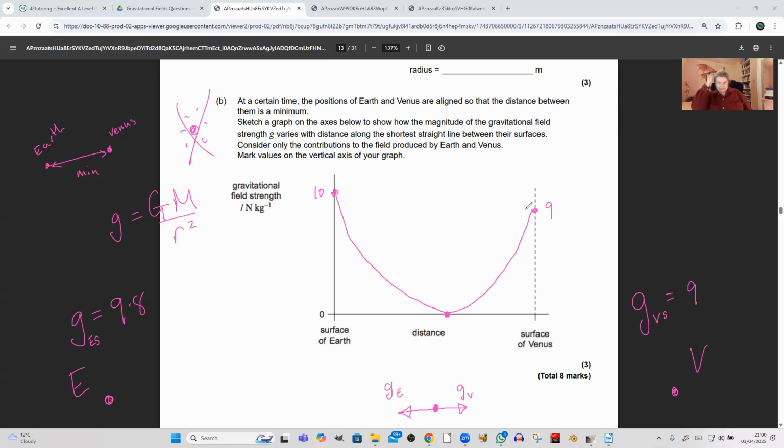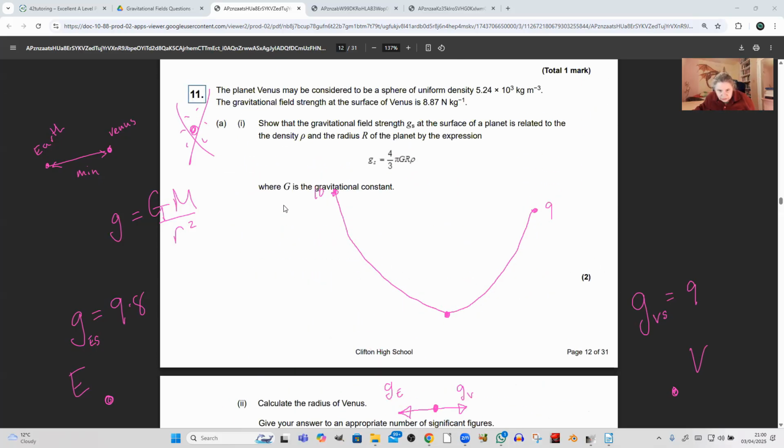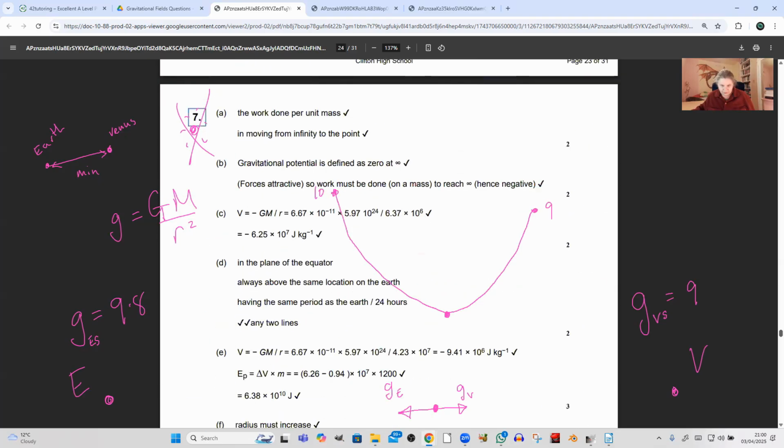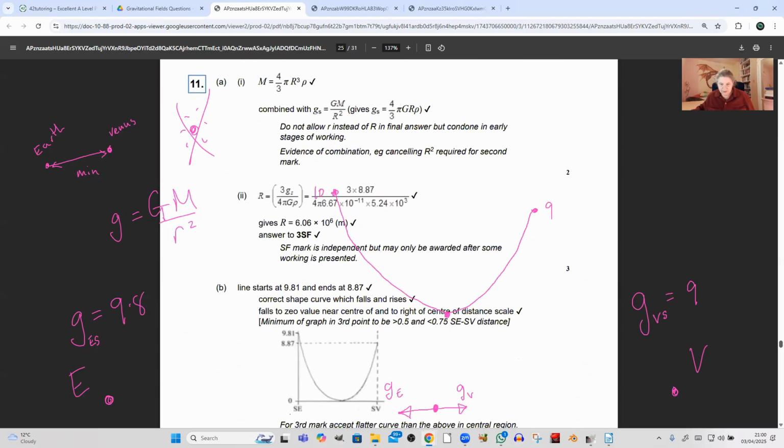Can you see where we get that from? Okay, so I'm just going to go and check. Let's have a little look at the graph in the answers. It's number 11. There we go. And you can see that we've got 9.81 on the Earth bit, and 8.87. I told you it's about 0.9 that of Earth. And can you see that it's slightly to the right of the central position, and it's got a 1 over r squared shape.